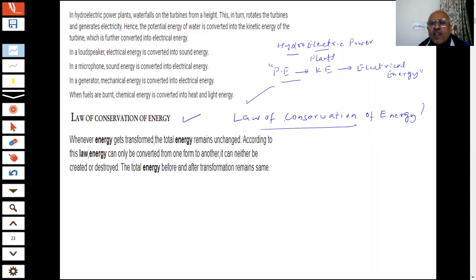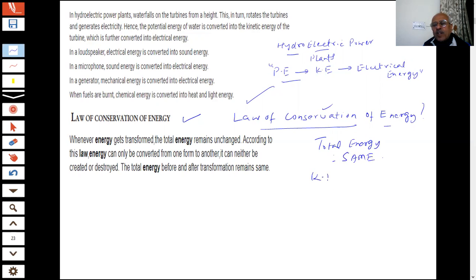What is the meaning of law of conservation? Conservation means what? What is conserve? Energy is conserved. So we are saying energy gets transformed, but the total energy will remain the same. Students, total energy will be the same.